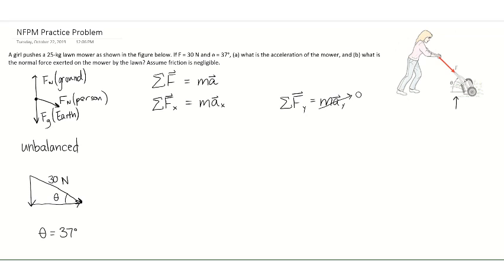To be able to find those x and y components, this being the x and this being the y, I'm going to use trig functions. Specifically, to find that x component, which is adjacent to my angle, I'm going to focus on the cosine of 37 degrees, and we know that cosine is adjacent over hypotenuse, so it's equal to the x divided by that hypotenuse of 30 newtons.